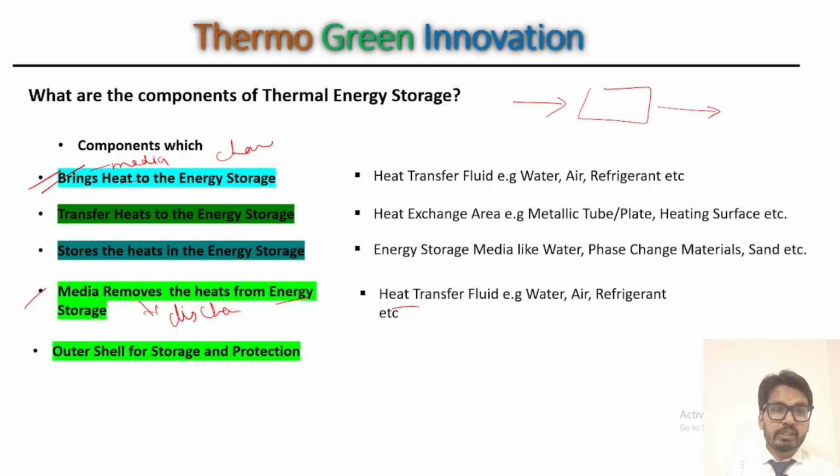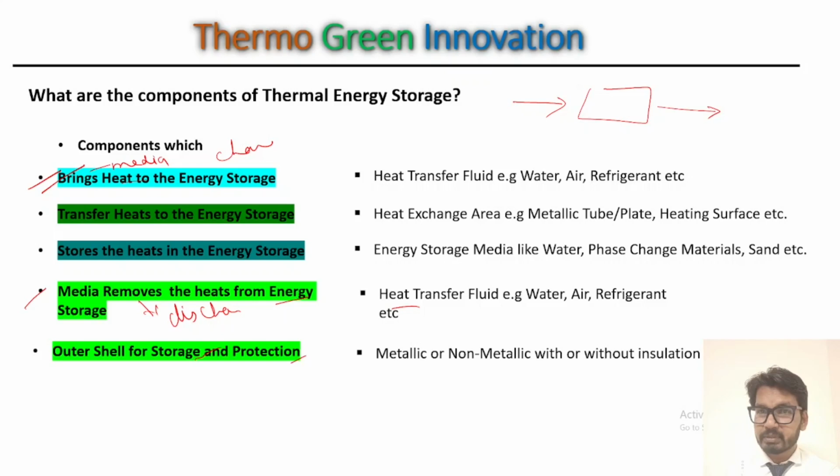Another important component is the outer shell for storage and protection purpose. We have to bound the material within a confined region. So an outer shell is required, and it should be strong enough to protect it from the outside ambient or outdoor conditions, weather conditions. So it could be metallic, it could be plastic, a non-metallic component, and it should be compatible with the phase change material or the medium which stores the heat.